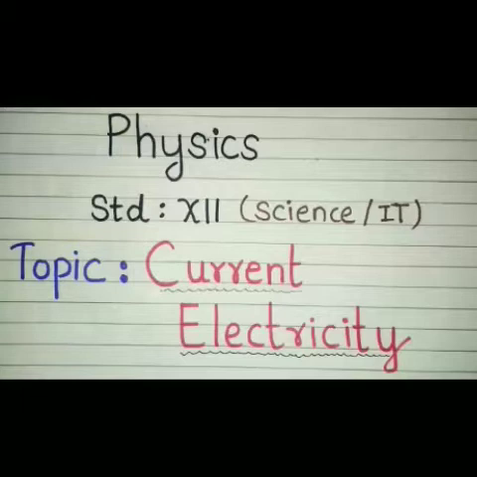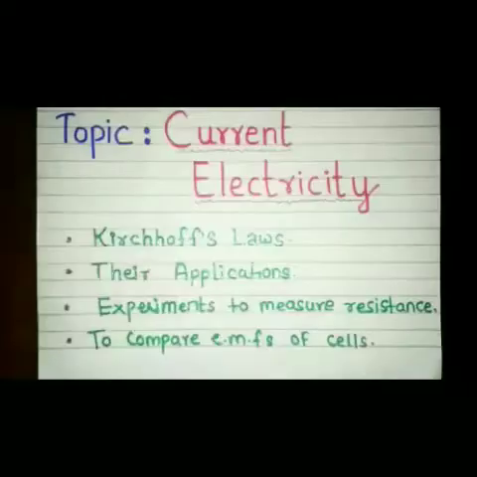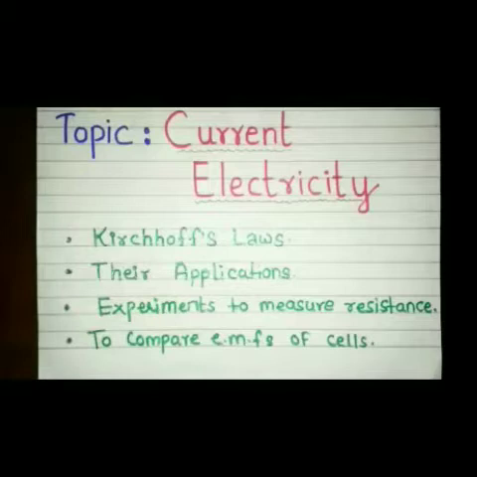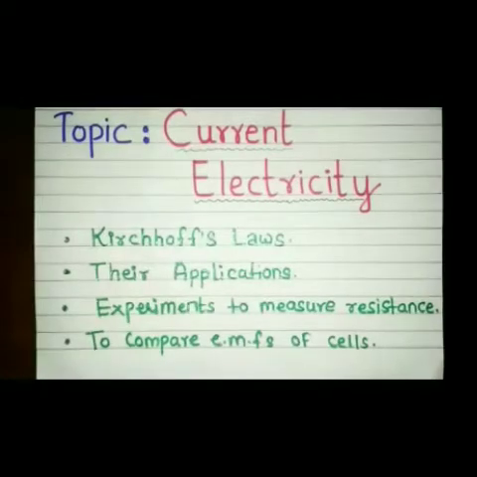Today I am going to start a new chapter from your 12th standard physics textbook, that is chapter number 9, current electricity. In this chapter we shall study Kirchhoff's laws for electrical networks, their application, then a few experiments to measure resistance, and lastly to compare EMFs of cells. In today's lecture I will discuss Kirchhoff's laws with you.